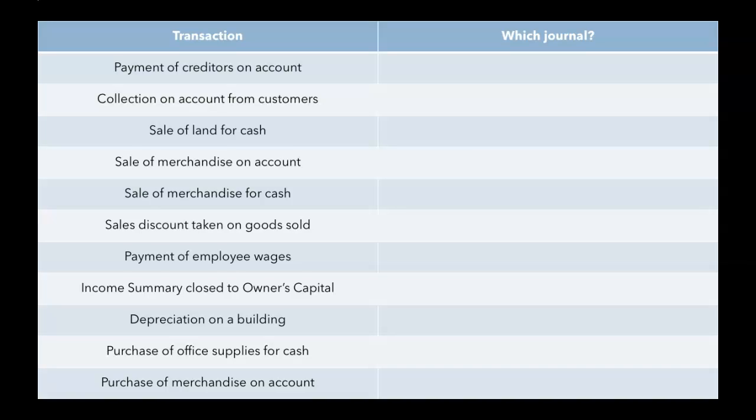So we can use that information to help us figure out which journal to put each of these transactions. So this first one here, payment of creditors on account. We are making a payment to people that we owe, so that's our cash payments journal. Collection on account from customers. Well, what are we collecting from our customers? We're collecting cash, right? So if we are getting cash, that falls into the cash receipts journal.